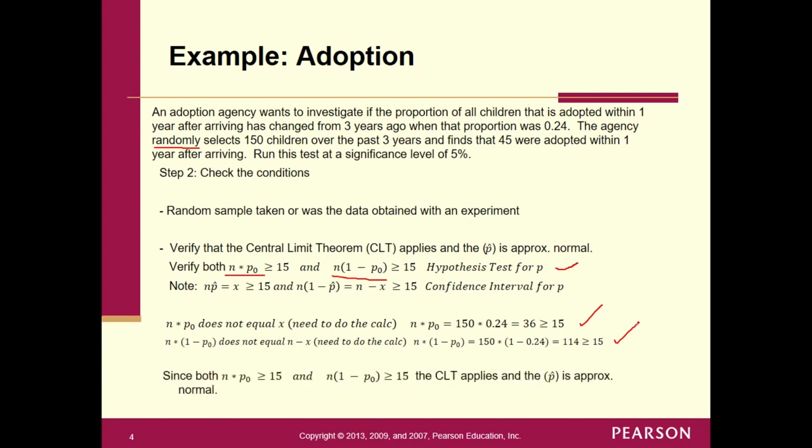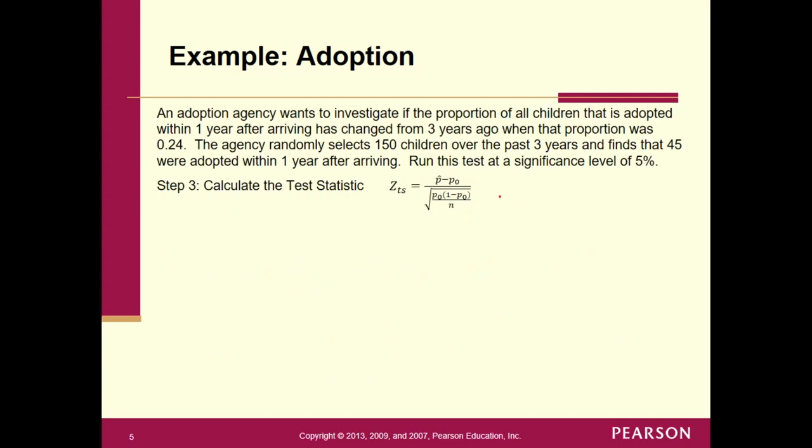Central limit theorem implies the sampling distribution of p hat is approximately normal. That means we can use that formula right here to calculate our test statistic. If I went too fast there, please stop it and do all the calculations. Make sure you're comfortable with them.